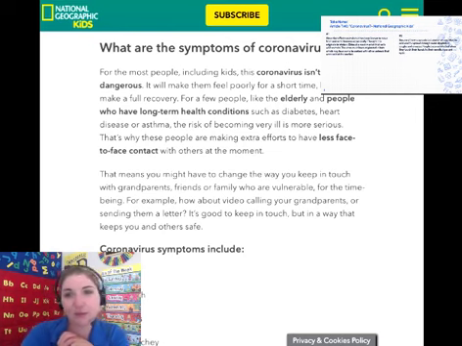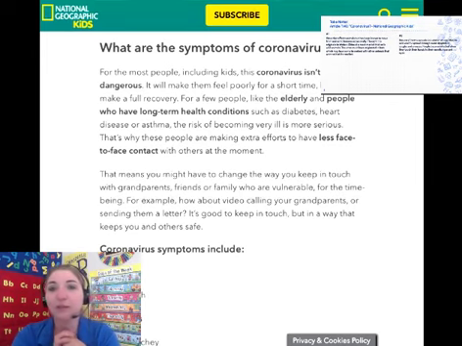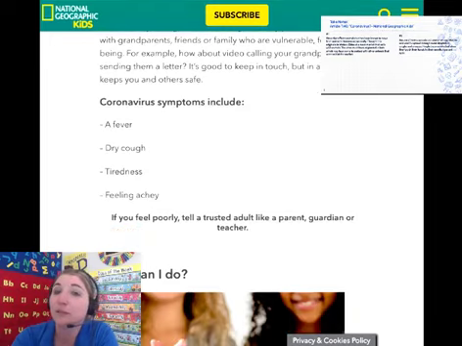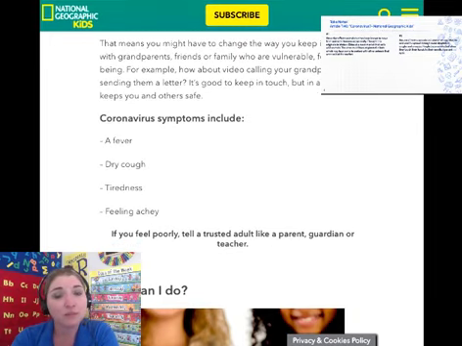So that means you might have to change the way you keep in touch with grandparents, friends, or family who are vulnerable for the time being. For example, how about video calling your grandparents or sending them a letter? It's good to keep in touch, but in a way that keeps you and others safe. So, what are some symptoms? That includes a fever, dry cough, tiredness, and feeling achy. All right, so this one's very interesting for me, and I'm sure it was to you as well.